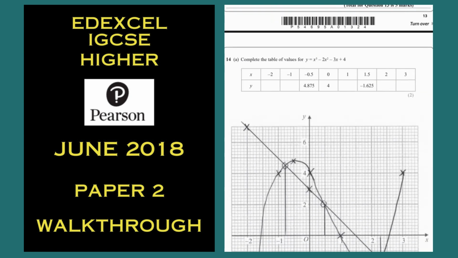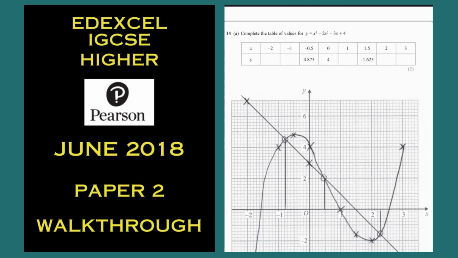Number 14, as always, for accuracy purposes, I have cheated. I've copied it direct from my worked answers, because otherwise the accuracy of me with this, essentially a giant crayon, would be absolutely rubbish. But let's fill that table in first.